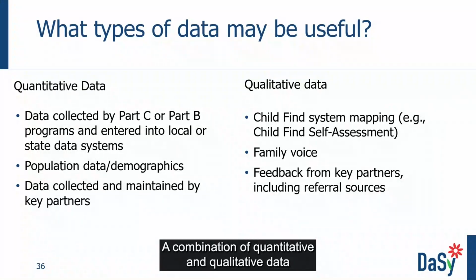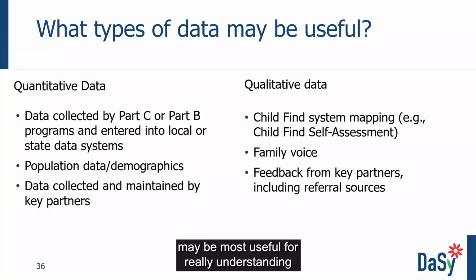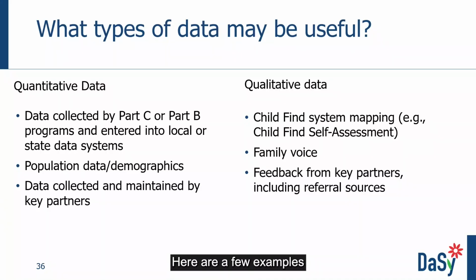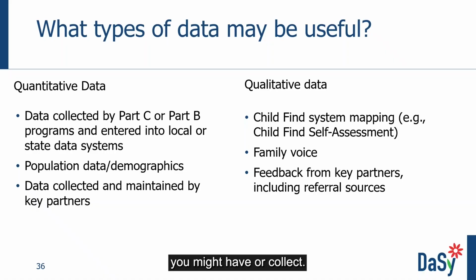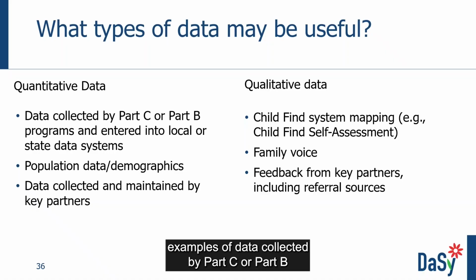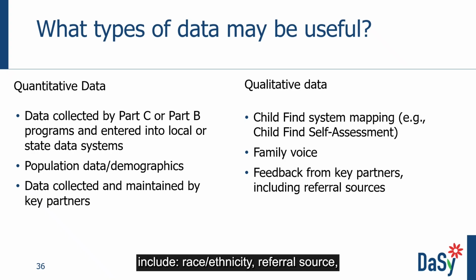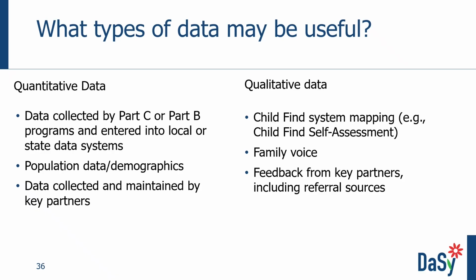A combination of quantitative and qualitative data may be most useful for really understanding your child find system and how it's working. Here are a few examples of the types of quantitative and qualitative data you might have or collect. For quantitative data, examples of data collected by Part C or Part B include race, ethnicity, referral source, eligibility category, age at referral, geographic location, referral outcome, Part C to Part B transition data.